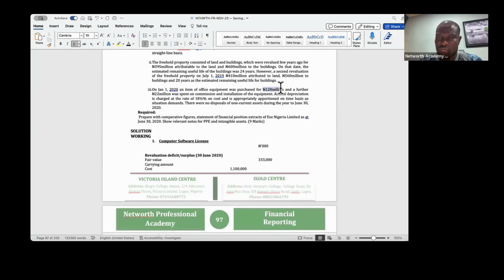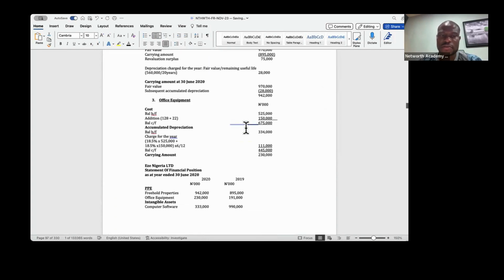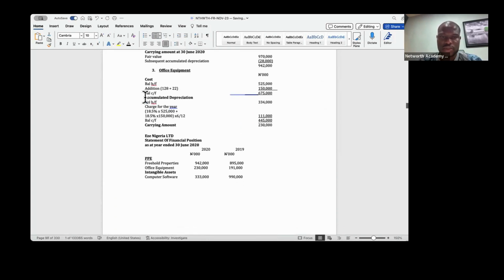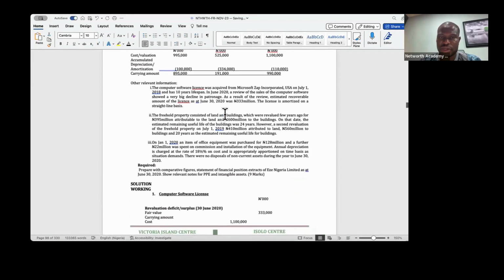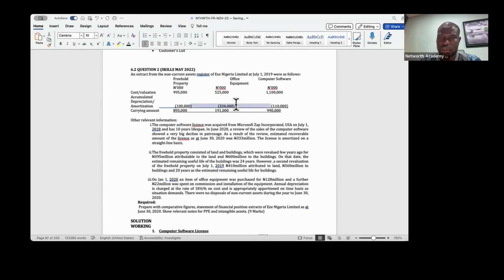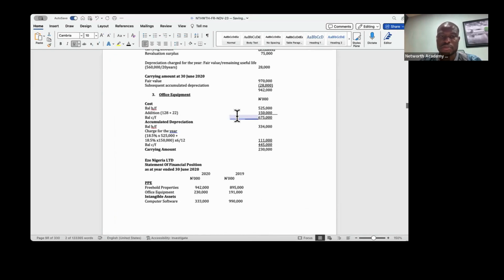And this 128 and 22, they are to be capitalized. This installation cost too should be capitalized. Now for the accumulated depreciation. At the beginning, my accumulated depreciation was 334 million from here. See, 334 million in the notes.